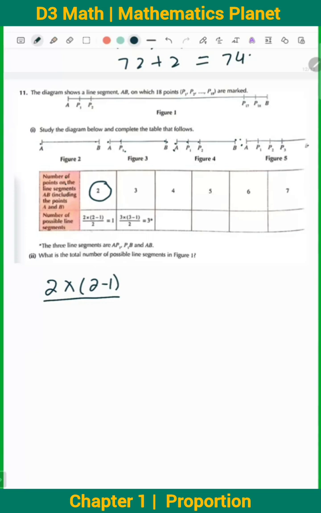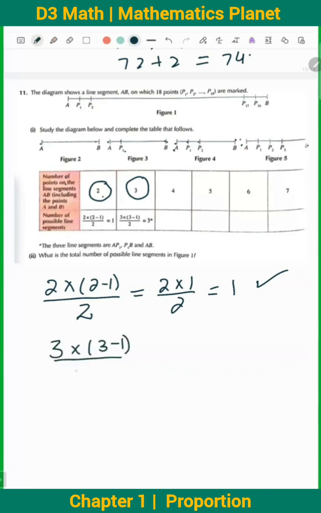Okay. So they have started from figure number 2. So there are 2 points. So how many line segments? 2 into 2 minus 1 is 1 by 2. So there is 1 line segment. This is correct. Now, if they have 3 points, then we have 3 into 3 minus 1 by 2. 3 minus 1 is 2. So there should be 3 line segments.